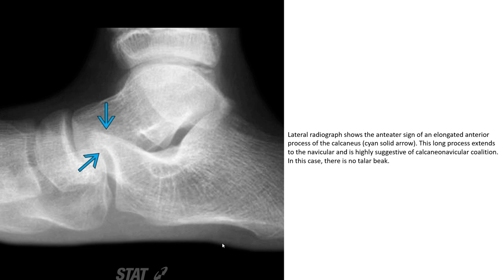Lateral radiograph shows the anteater sign of an elongated anterior process of the calcaneus. This long process extends to the navicular and is highly suggestive of calcaneonavicular coalition. In this case, there is no talar beak.